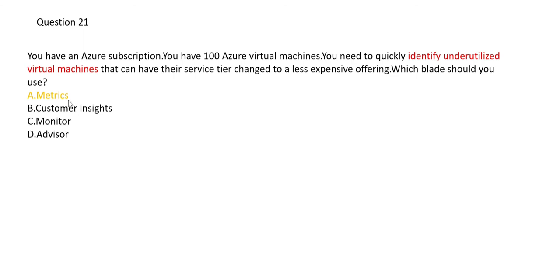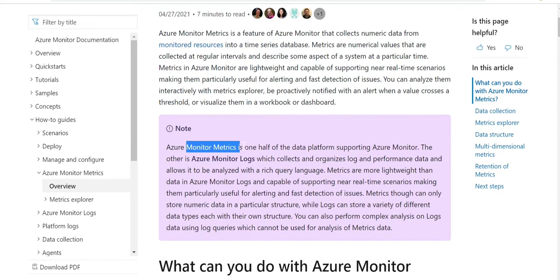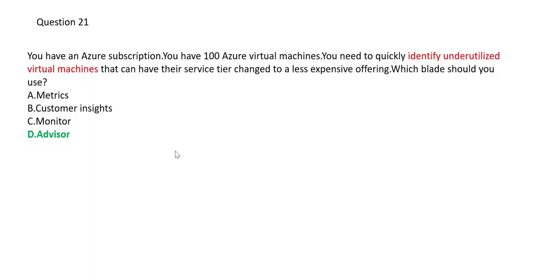Metrics is primarily used to make sure that the numeric data is collected constantly and it is stored in a time series database. That is what metrics is doing. And Monitor metrics is just half of the data platform supporting Azure Monitor. The other half is Azure Monitor Logs. So we will stop the explanation now for this question. We got our answer. Reasonably enough, Advisor is the right answer for this question.